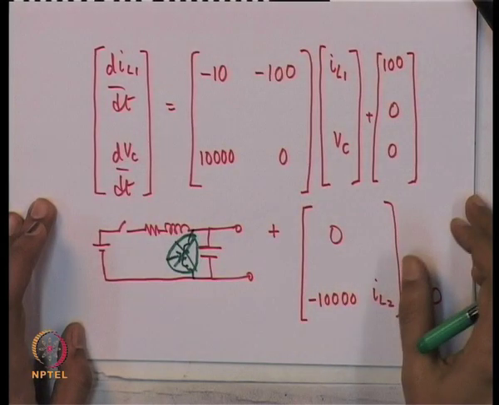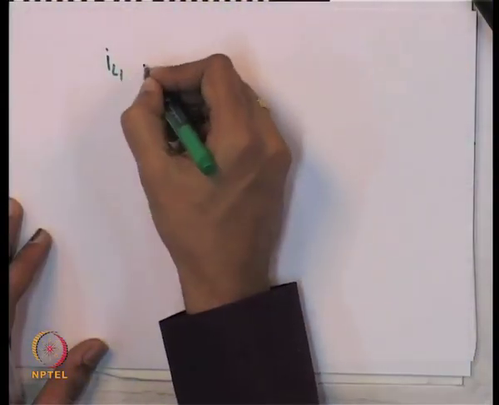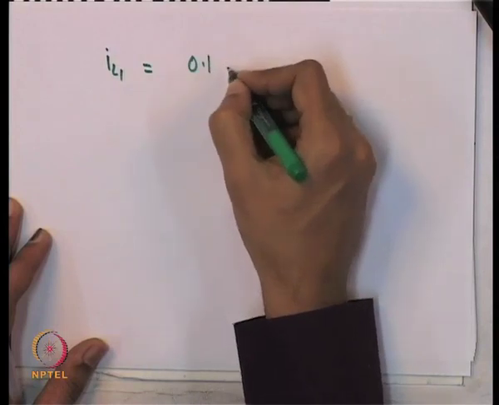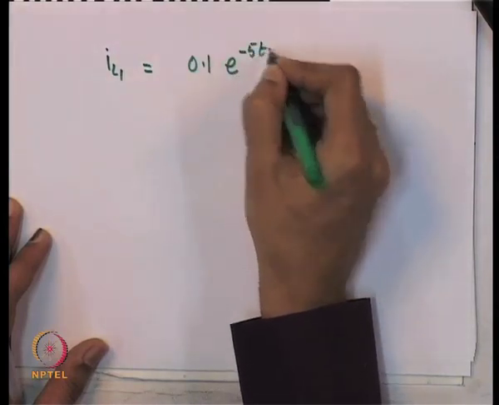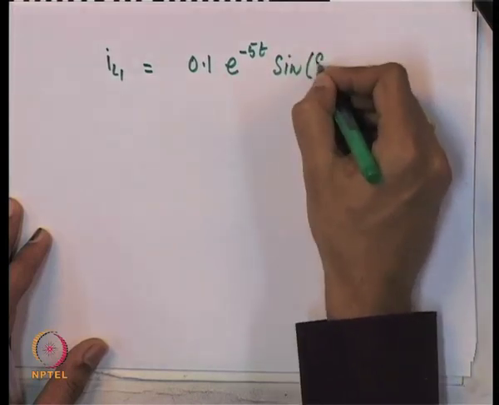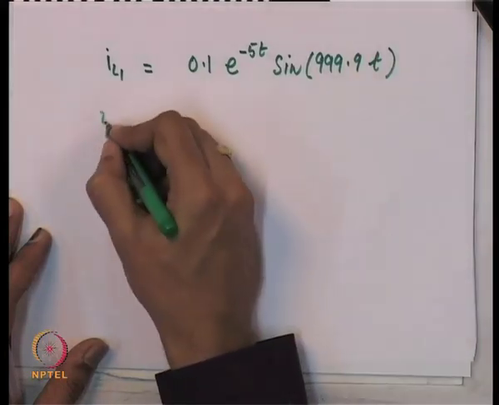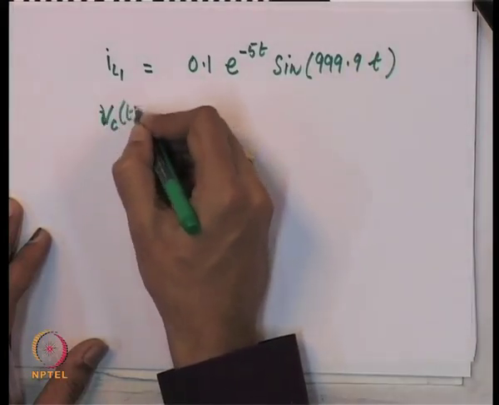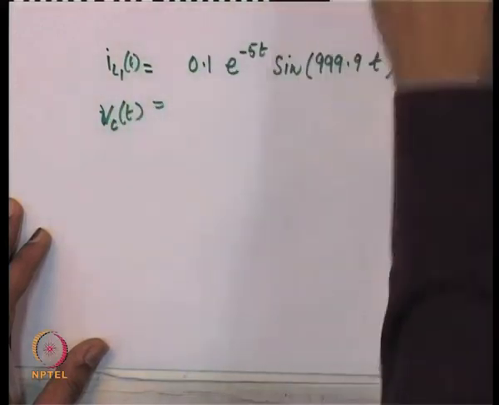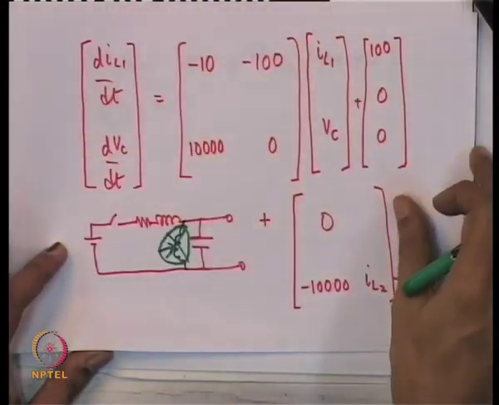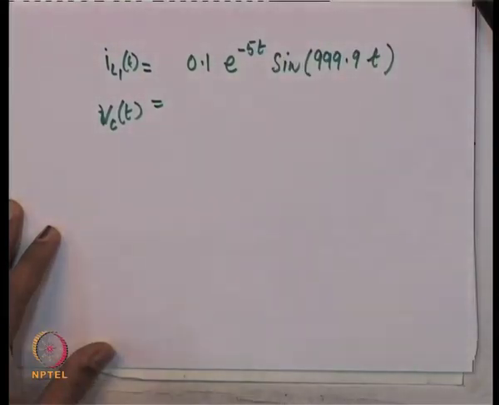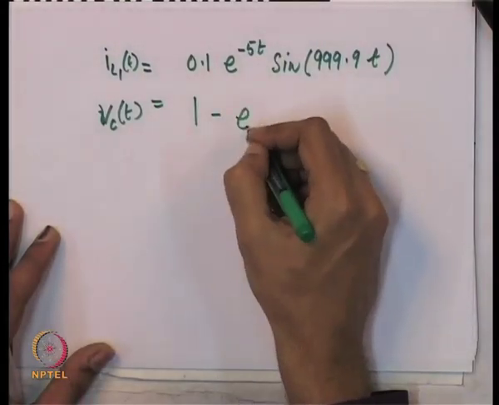In fact, if you do a study of this system, the eigenvalues you will get are, or I will just write down directly the response of the circuit. It will turn out to be IL1 is equal to 0.5 e raised to minus 5t sine 999.9, that is almost 1000, and Vc(t), this is the final time response for this circuit. Okay? I am just writing it down directly. You can take out the eigenvalues and eigenvectors using Scilab.